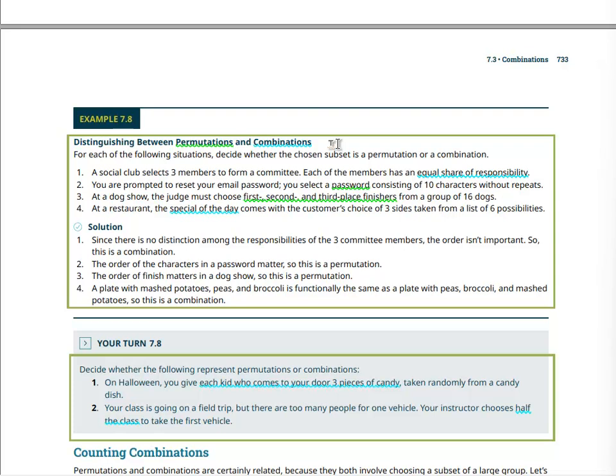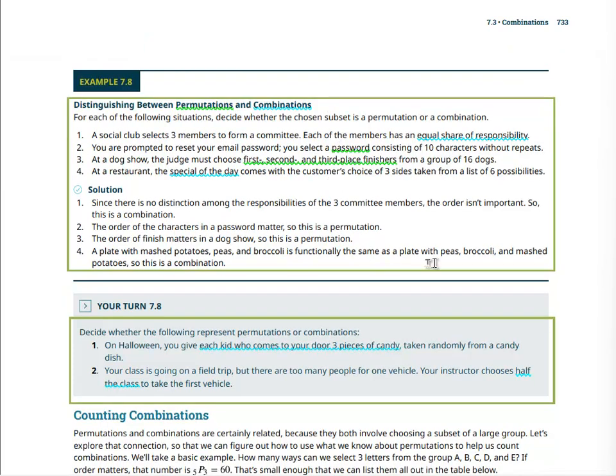All right, so here we have a few examples. And sometimes it's not quite clear, so you have to look at it. So a social club selects 3 members to form a committee. Equal share of responsibility, that kind of gives it away. There isn't any order here. It's an equal share, so each one of the 3 has the same responsibility, so it doesn't matter who's who. So it's a combination, rather than a permutation, which means much, much smaller.